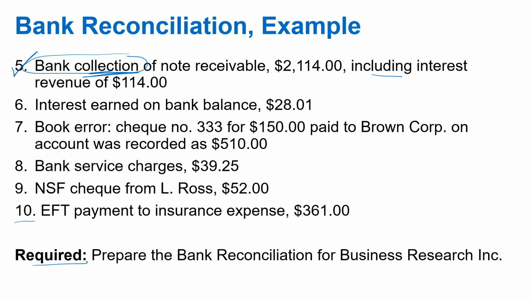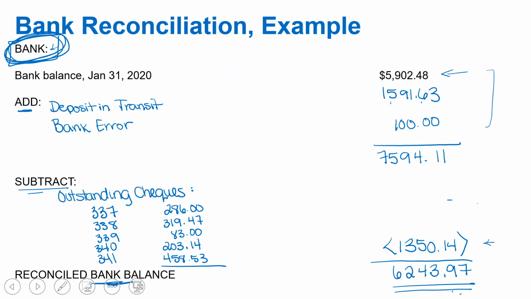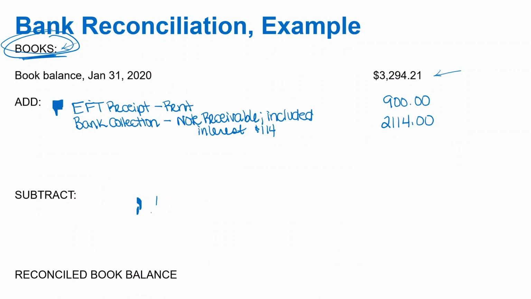Okay, so we've dealt with number 5. The 6th reconciling item says that interest was earned on the bank balance. Because we have this positive balance in the bank, they allow us to earn interest on that amount. We earned $28.01. So the bank deposited that, but we didn't know yet, so nothing's been recorded in the books. Since it hasn't been recorded in the books, we need to put it on the books section, and interest revenue will increase our account, so we're going to add that as well.